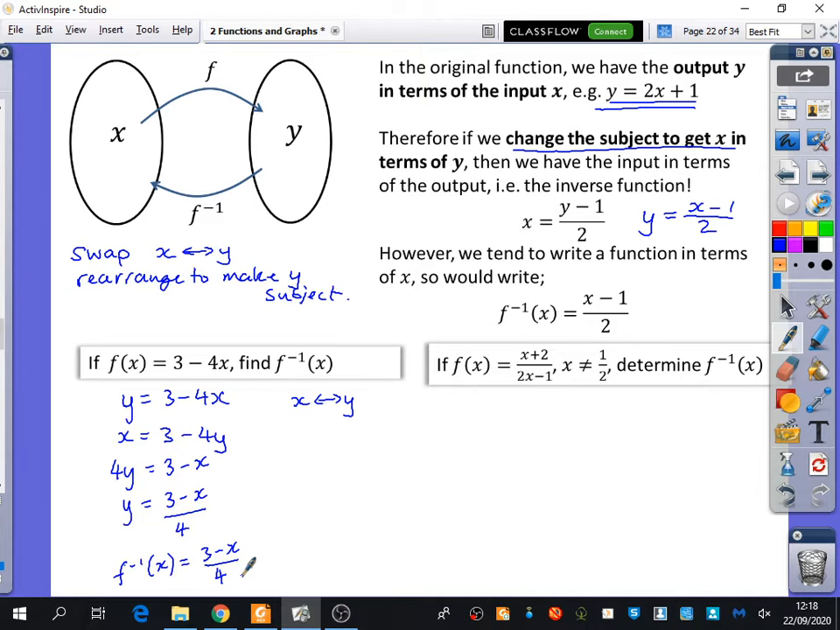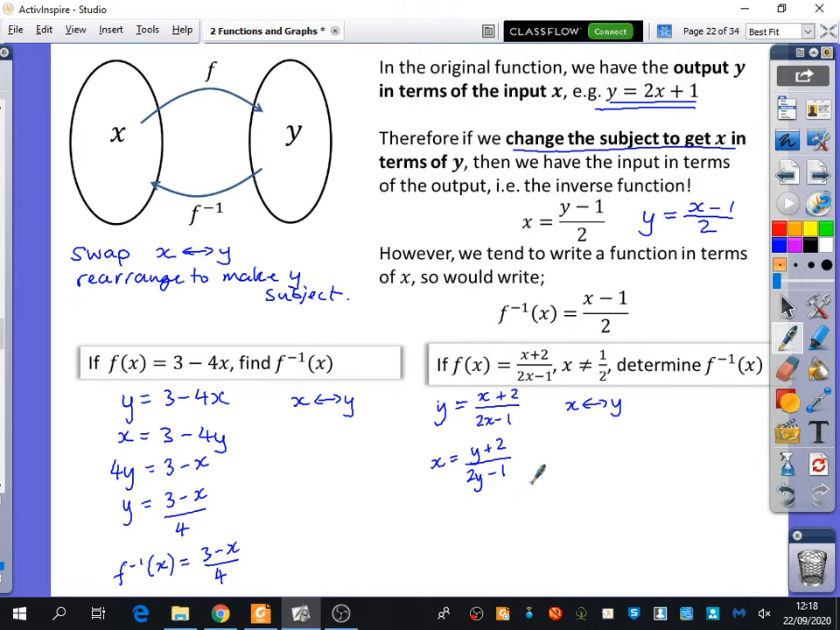Okay, so we're going to do the same thing for this one. We have that f of x is equal to (x plus 2) over (2x minus 1), and we're going to try and find the inverse. So to start with, it would normally be y equals (x plus 2) over (2x minus 1). But we're going to swap the x's and y's first, and then we're going to make y the subject. So we have x equals (y plus 2) over (2y minus 1).